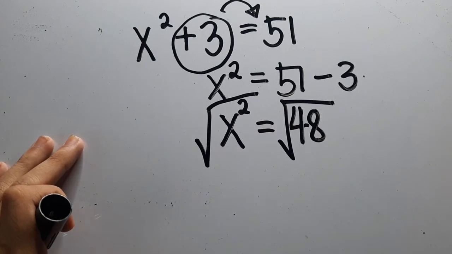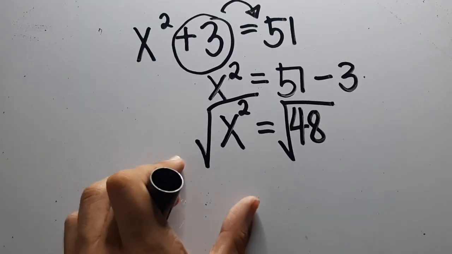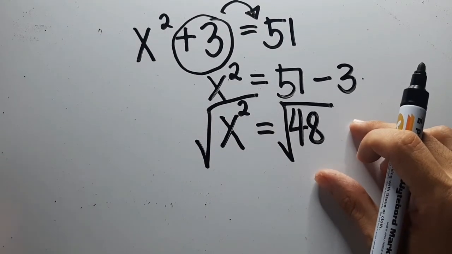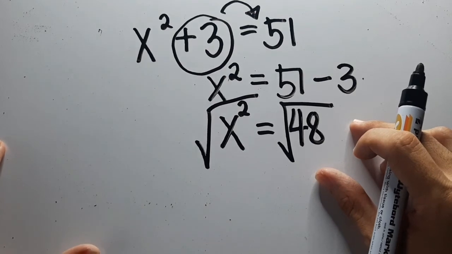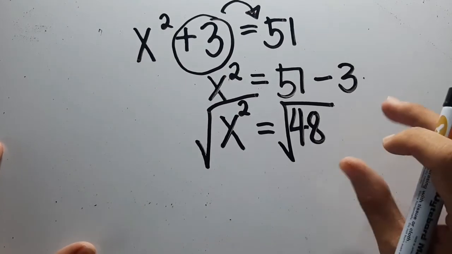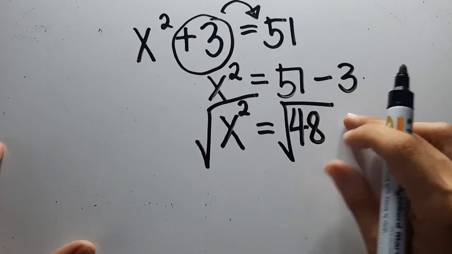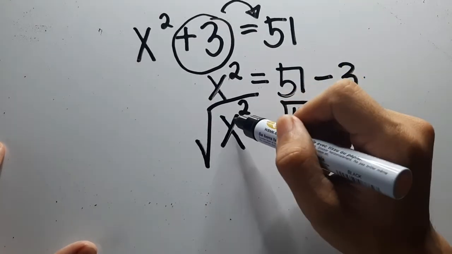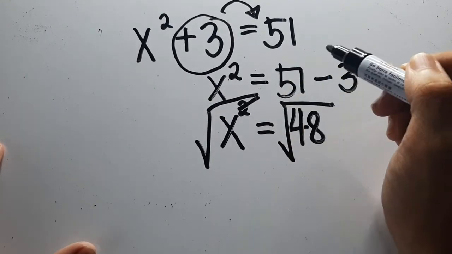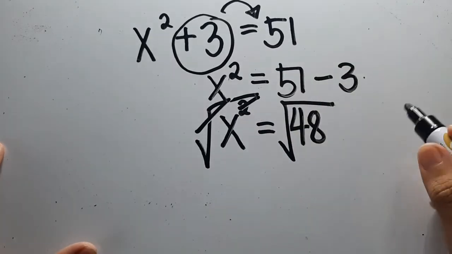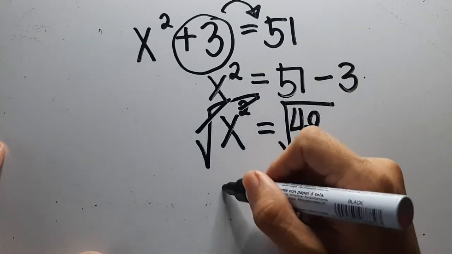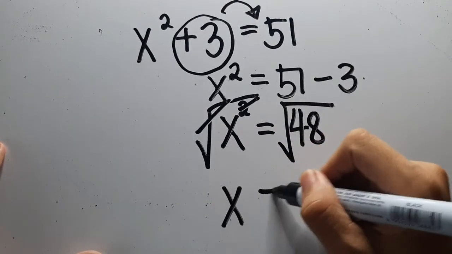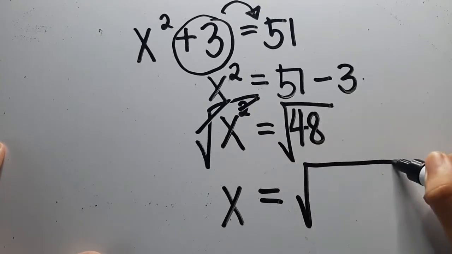Laging tatandaan, the rule in math, kung ano ang ginawa sa kabilang side, ay yun din ang gagawin natin sa kabilang side. Since hinanap natin ang square root, hahanapin din natin ang square root ng kabilang side. So we have square root of x squared, so cancel ang exponent na 2 at cancel ang radical sign. So ang natira na lang is si x is equal now to the square root of 48.